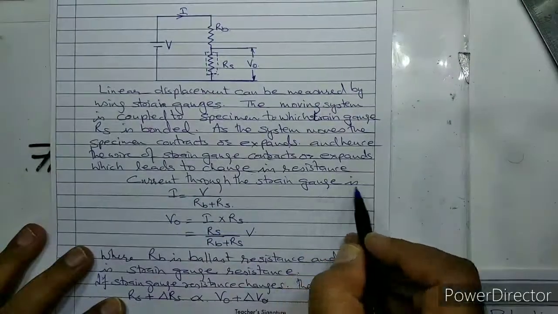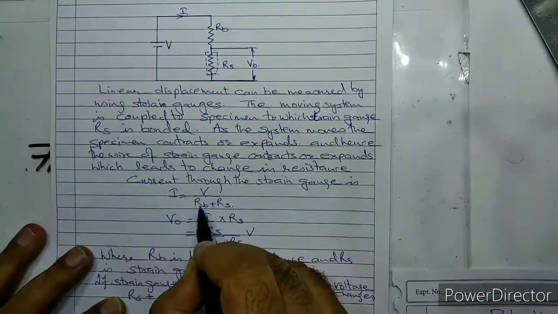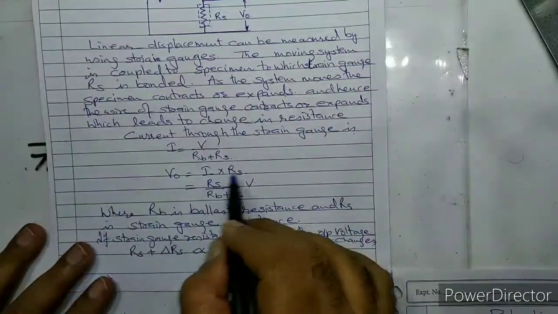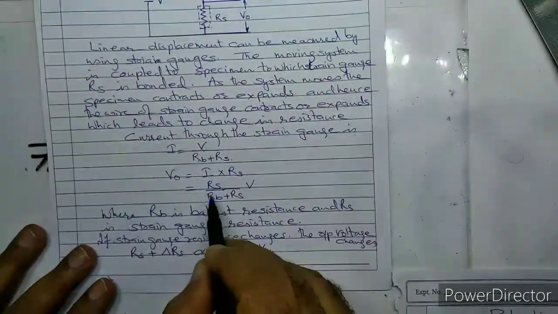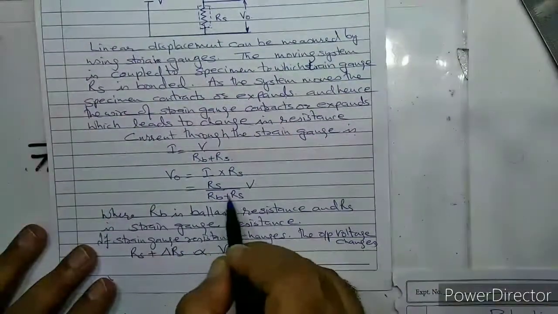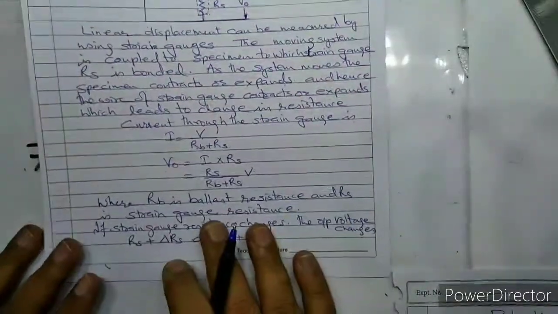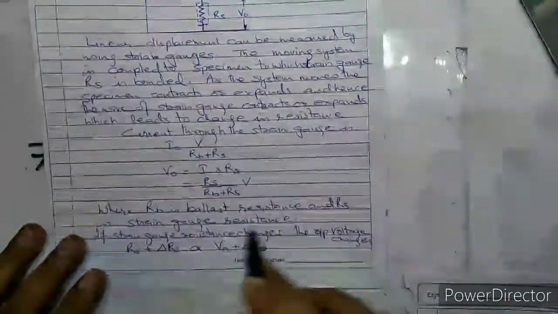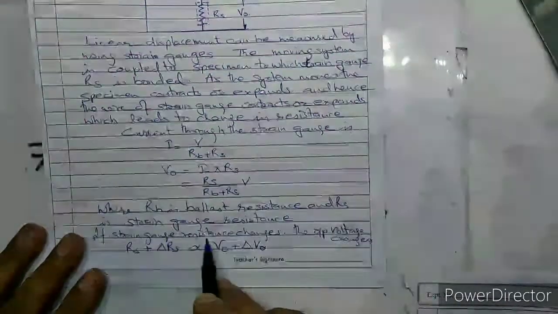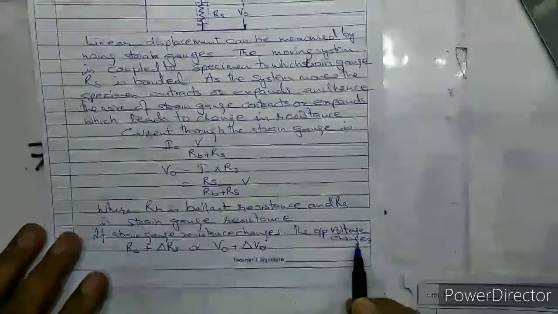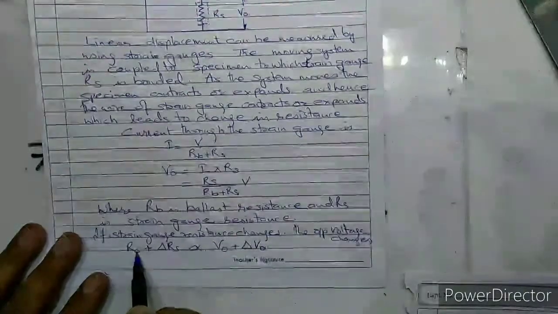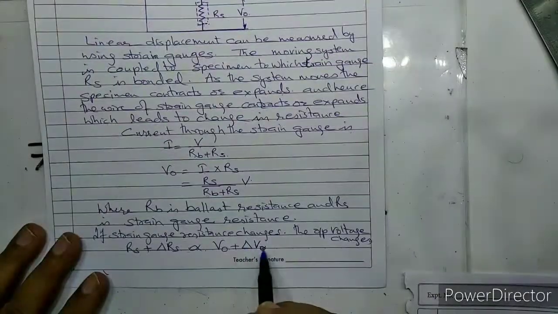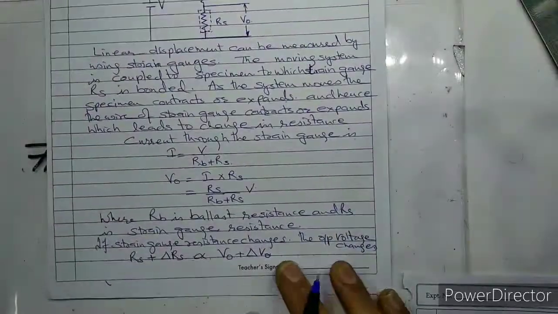Current through the strain gauge is I equal to V upon RB plus RS. So V out is equal to I into RS, which is equal to RS upon RB plus RS into V, where RB is the ballast resistance and RS is the strain gauge resistance. If the strain gauge resistance changes, the output voltage changes. So RS plus delta RS corresponds to V out plus delta V out.